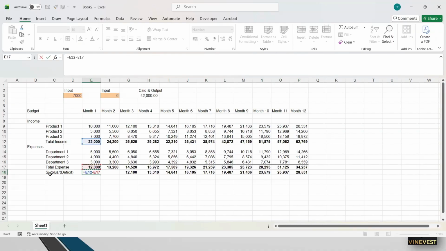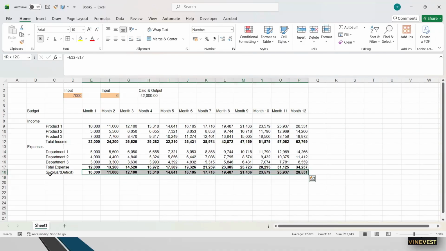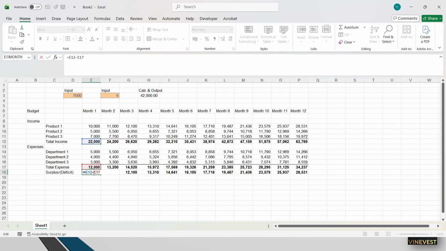Yeah, okay. So I just drag down the formula. You can see our income is greater than our expenses, right? That means we're having a surplus budget, right? So this is just how your budget looks like.